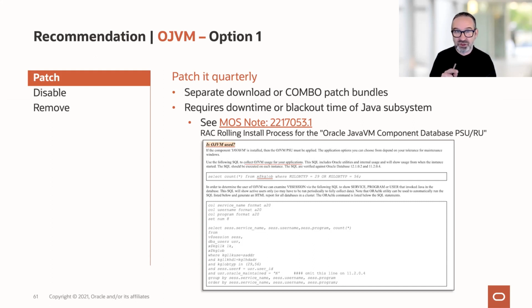And don't get this wrong. If you have a Java application running against the database, that doesn't mean that it's using OJVM. I would say only a fraction of Java applications use our OJVM in the database. So use that note regardless if you're RAC or non-RAC to find out, is OJVM used in my environment?